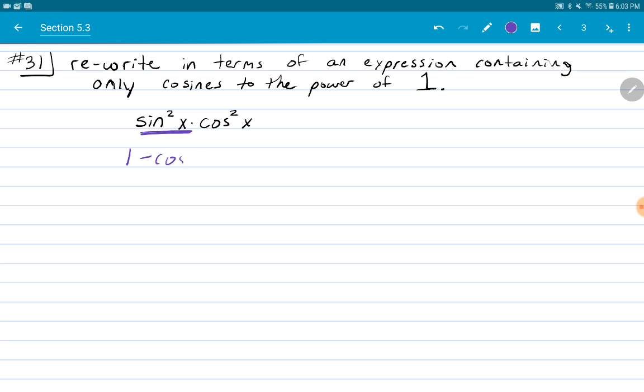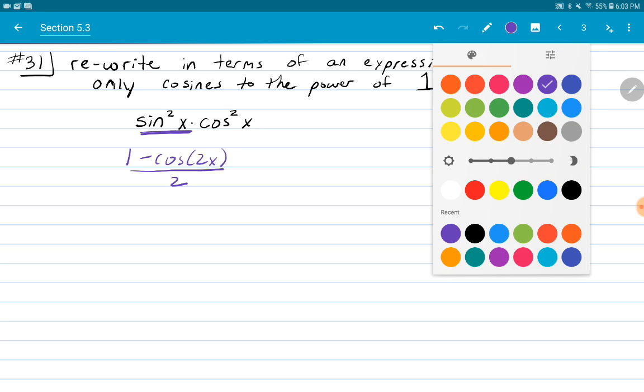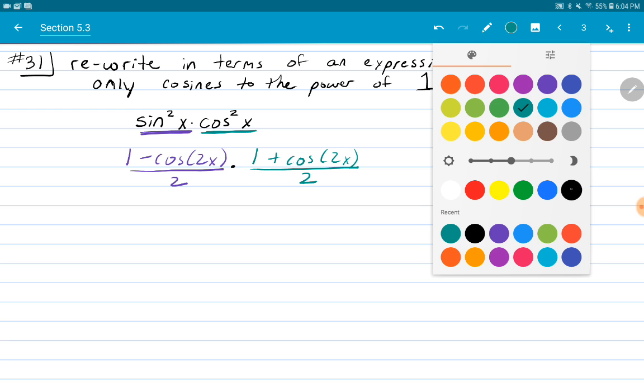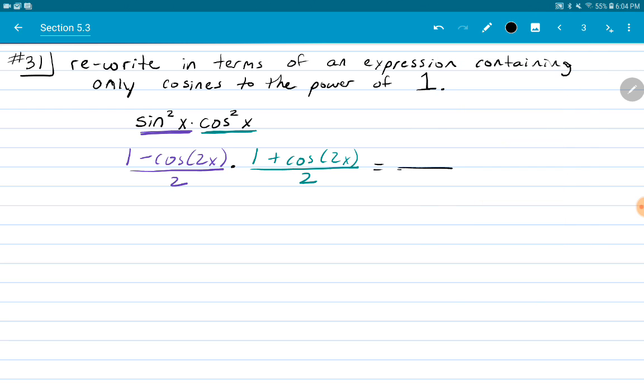1 minus cosine of 2x over 2, and that times the power reduction for cosine, which is 1 plus cosine of 2x over 2. I can recognize that the denominator is going to be 2 times 2, so that's just 4. And the numerator is a factored version of a difference of two squares. So that's going to be 1 squared minus cosine squared of 2x.